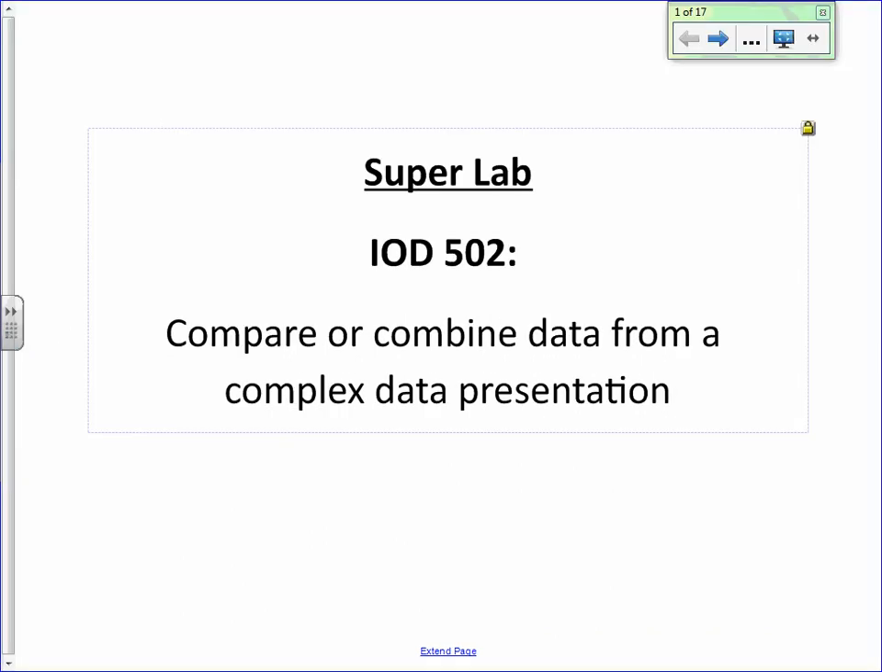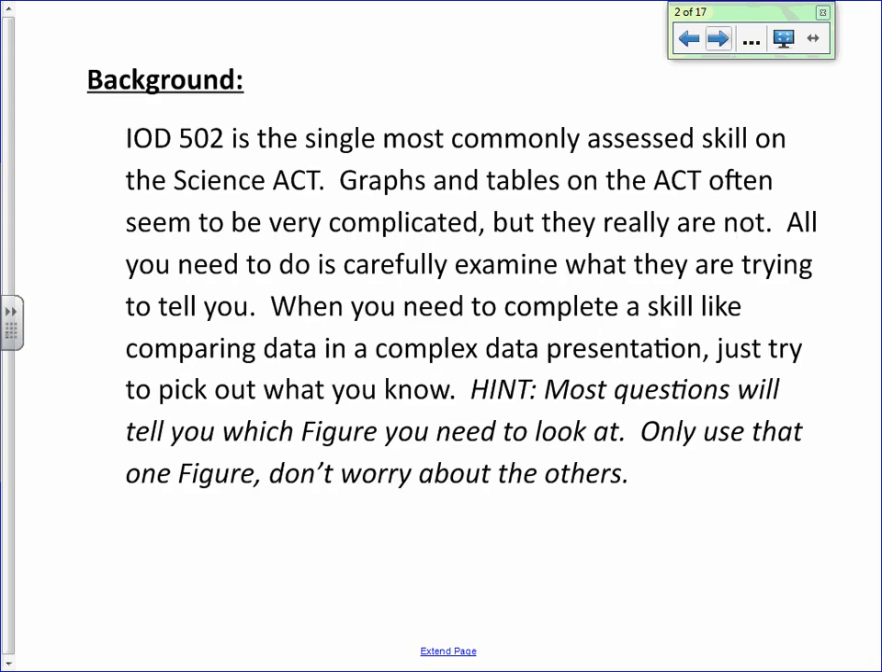Today's Super Lab is IOD502, compare or combine data from a complex data presentation. Make sure you have the skill sheet in front of you as we go through it so that you can follow along as we are reading together as a class. We're going to get started by reading the introduction, the background together.